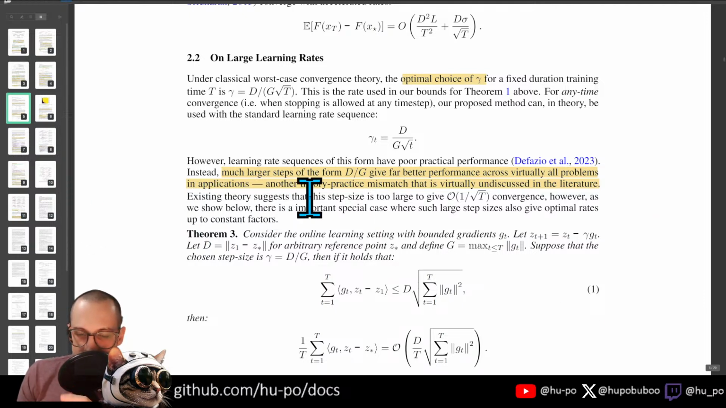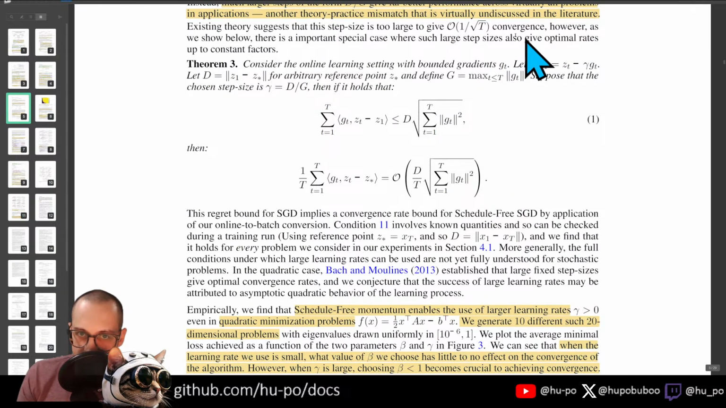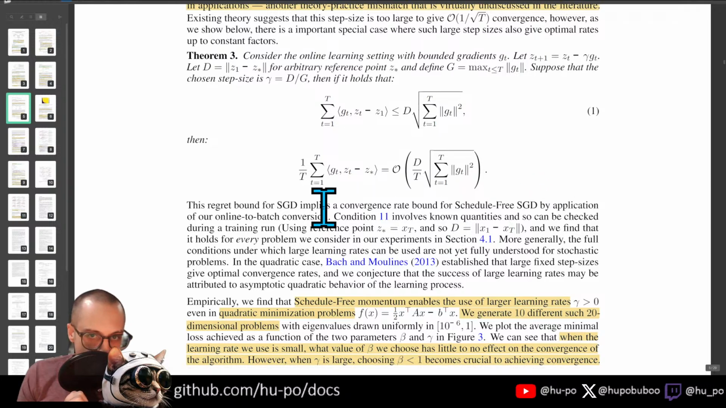Existing theory suggests the step size is too large. However, as we show, there is an important special case where large step sizes also give optimal learning rate. So here they have another little proof. They end up showing you that, yes, for the optimal learning rate, you can pick a larger one.